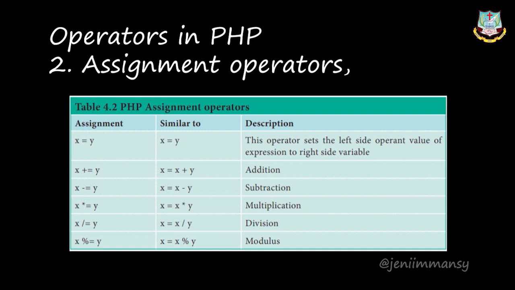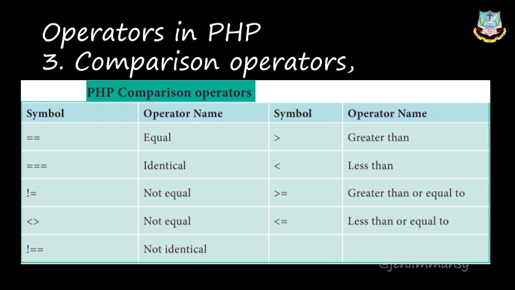The next one is the comparison operator. Comparison operators compare two values, which may be a string or an integer. A string is a collection of characters and an integer is a number. Here the operators are equal and identical. Equal means double equal to. Not equal to is an exclamation mark and equal sign. Identical means triple equal to. Not identical is an exclamation mark and double equal to.